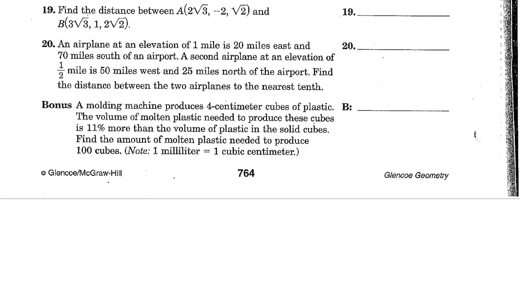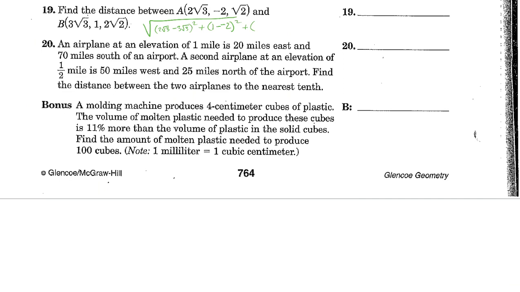Okay, so find the distance between these. It's the same distance formula we used. It's just the Pythagorean Theorem, but in 3 dimensions. So let's do it. The difference between the x's: 2√3 minus 3√3, squared, plus the difference of the y's, 1 minus -2, squared, plus the difference in the z's.